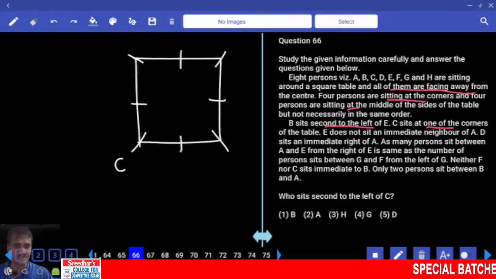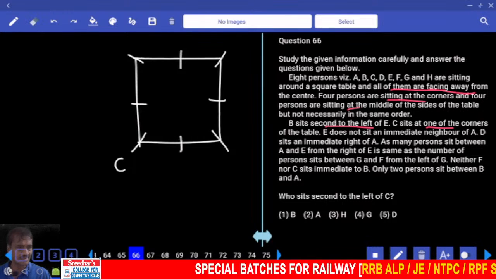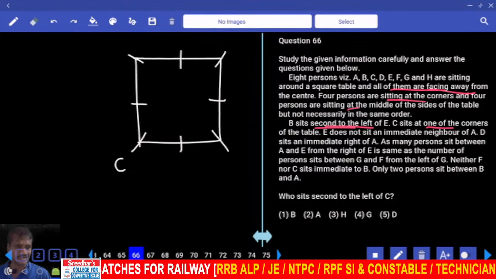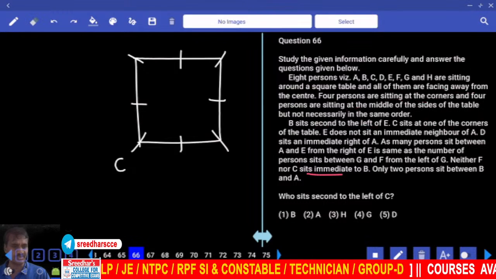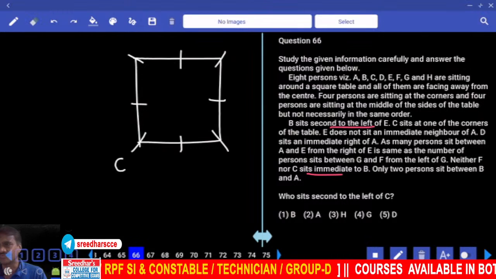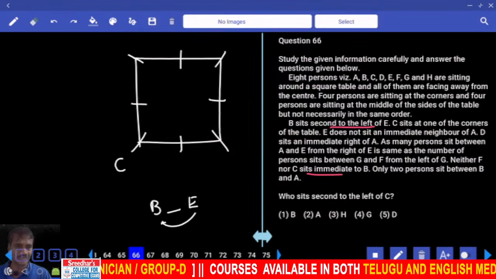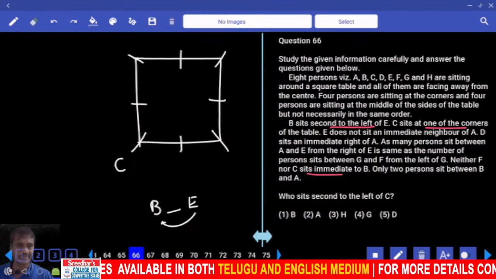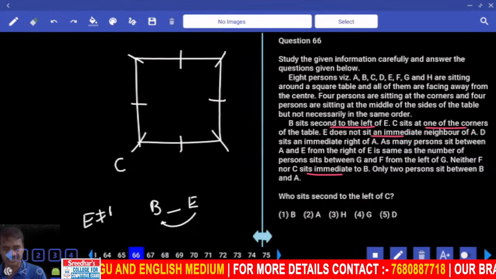Now C sits at one of the corners. D sits as an immediate neighbor. Neither F nor C is immediate to B. B sits second to the left of E. Now B is seated second to the left-hand side of E, and C is at one of the corners of the table. Now this is the corner. E is not immediate to A. E and A are not adjacent to each other.